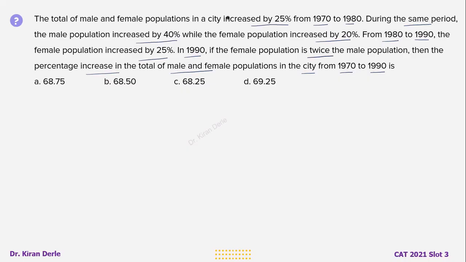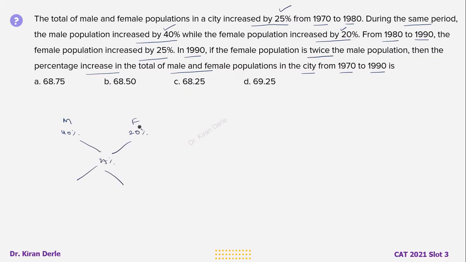Let's get started with how we can approach this question. Total male and female population increased by 25%, out of which male increased by 40% and female by 20%. I hope you get clicked by one concept that we saw, the concept of alligation. Male increase is given, female increase is given, and total increase is given for these 10 years. So male increased by 40%, female increased by 20%, and overall increase is 25%.